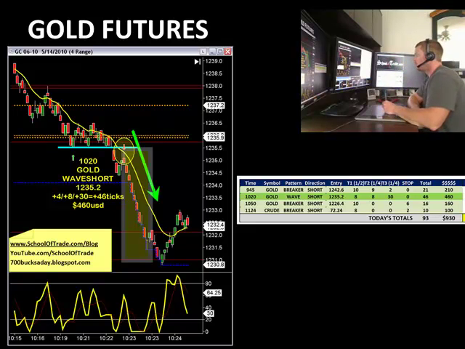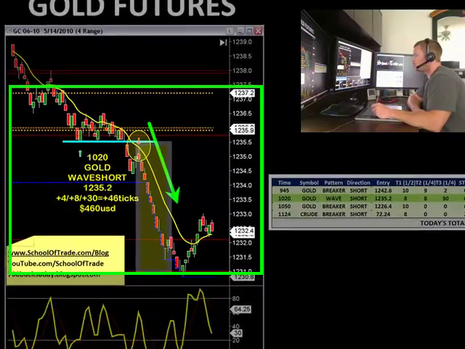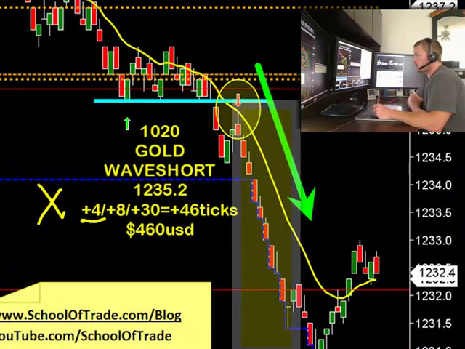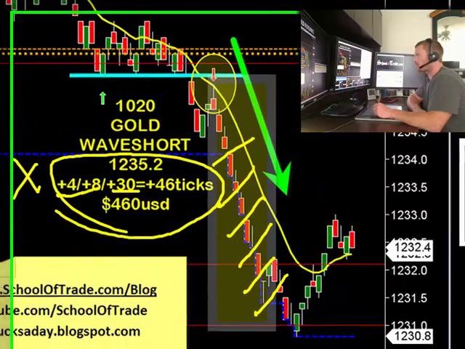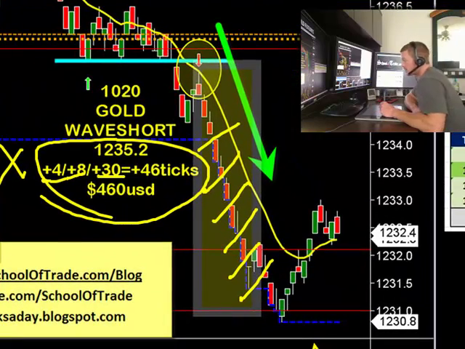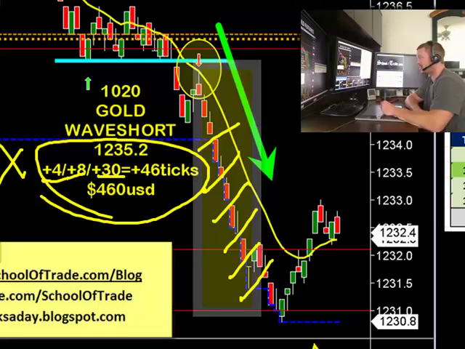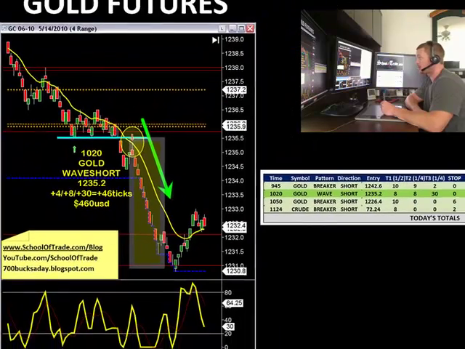1020, our fill here at 35.2. We took our profit here at +4, take 2 off at 4, +8, take 1 off at 8, and then we trailed our stop all the way down, locking out more and more ticks as it dropped for 30 ticks more. So 2 off at 4, 1 off at 8, 1 off at 30, there's 46 ticks. Now $10 a tick, there's 460 USD, guys. Not a bad way to get that trade going.